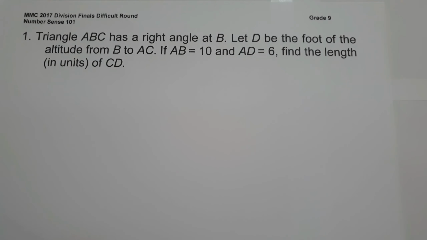On number 1, triangle ABC has a right angle at B. Let D be the foot of the altitude from B to AC. If AB equals 10 and AD equals 6, find the length in units of CD.